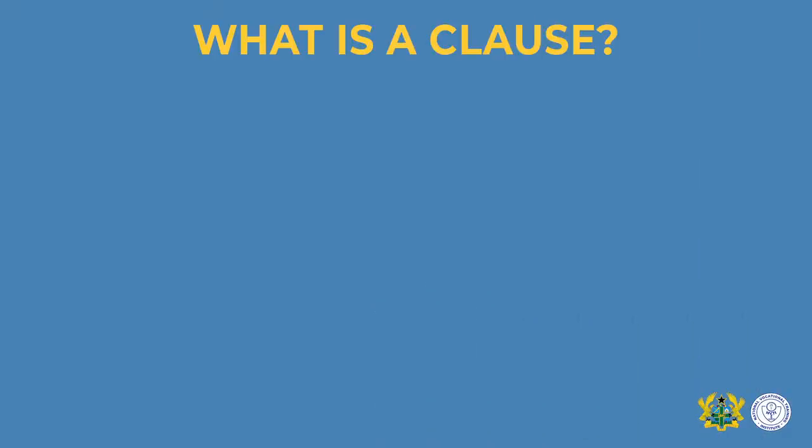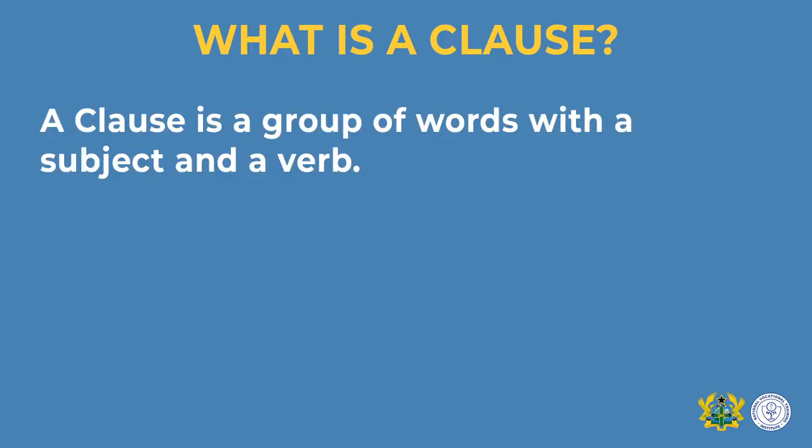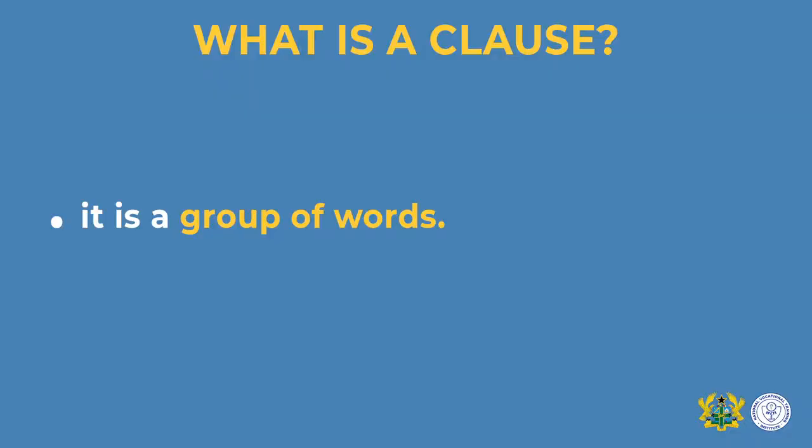What is a clause? A clause is a group of words with a subject and a verb. Let us take a few minutes to explain the words in our definition. We are saying that a clause is a group of words. What it means is that a single word cannot be a clause because it has to be a group, meaning there should be two or more words for a group to be a clause. A single word cannot be a clause.